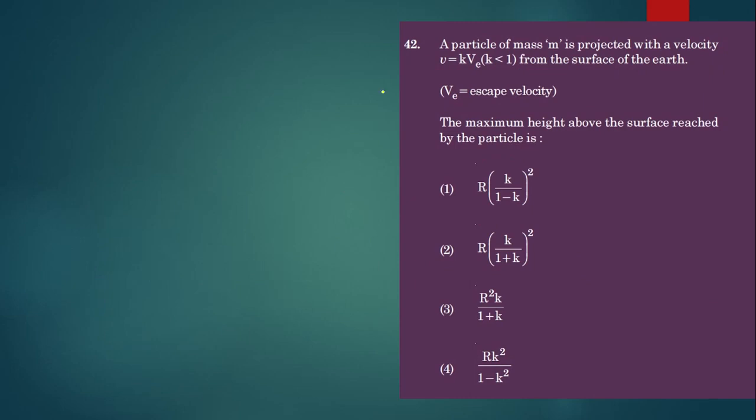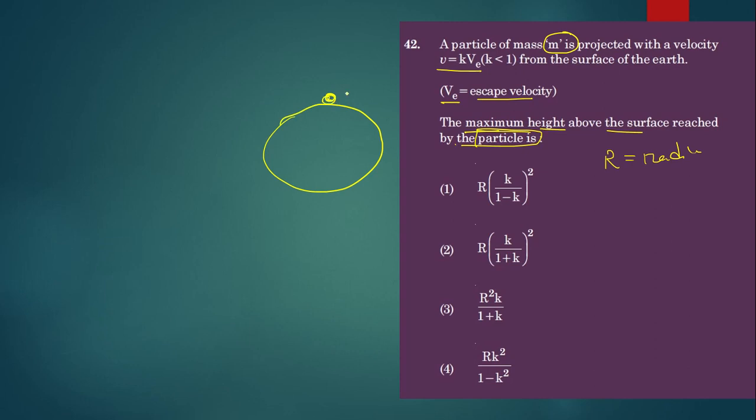So here in this question, there is a particle of mass m. It is projected with a velocity v equal to k V_e from the surface of Earth. And it is mentioned in the question that this V_e is the escape velocity. This is the escape velocity from the surface of Earth, although it is not mentioned explicitly. And we are supposed to calculate the maximum height above the surface reached by the particle. This R that is mentioned in the option is nothing but the radius of the Earth. Okay, radius of Earth.